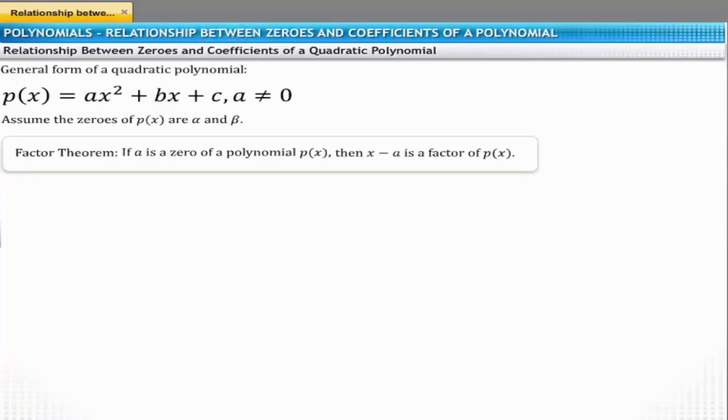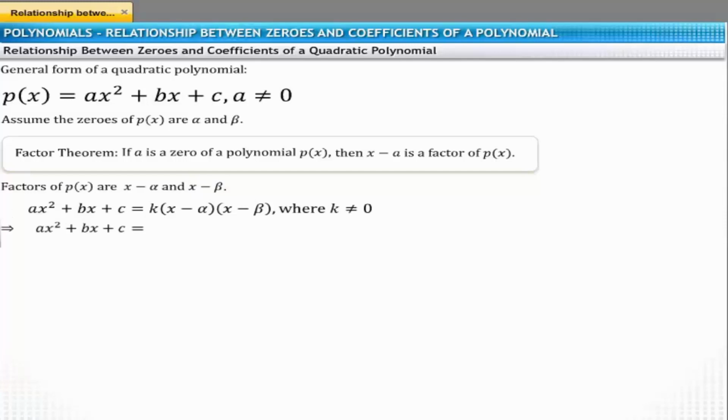In case of a quadratic polynomial, if alpha and beta are zeros of the polynomial p of x, then the factors of p of x are x minus alpha and x minus beta. Thus, the quadratic polynomial is equal to k multiplied by x minus alpha multiplied by x minus beta, where k is a constant not equal to 0. Let's multiply the factors on the right-hand side of the equation. The equation obtained is as shown.